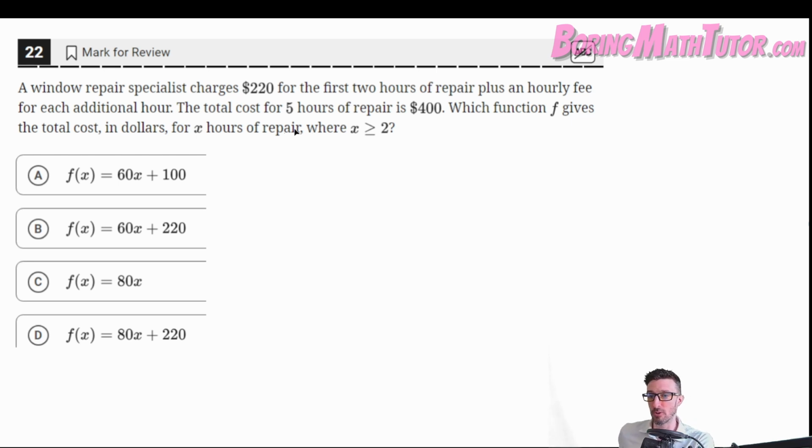A window repair specialist charges $220 for the first 2 hours of repair, plus an hourly fee for each additional hour. The total cost for 5 hours is $400. Which function f gives the total cost in dollars for x hours of repair, where x has to be at least 2?